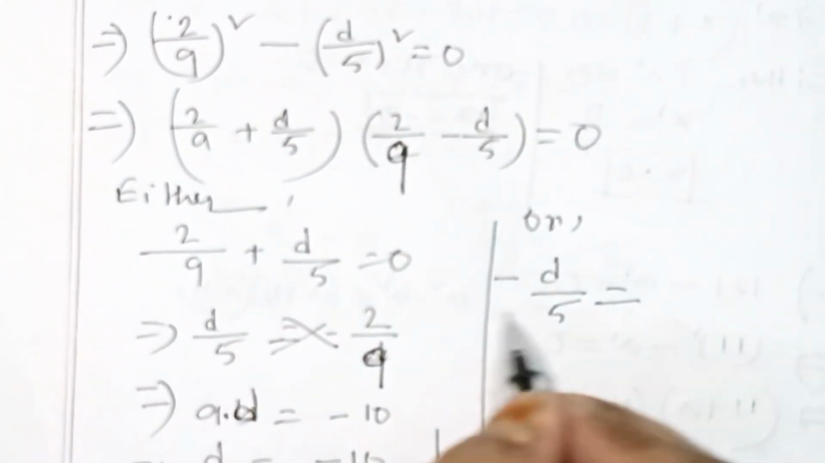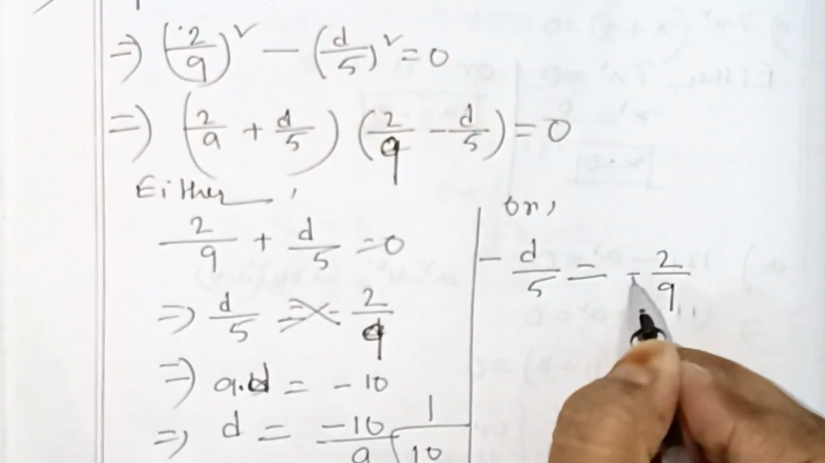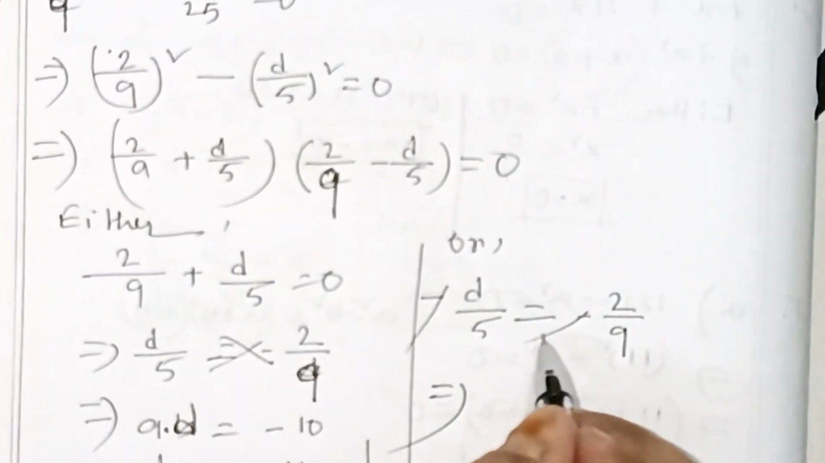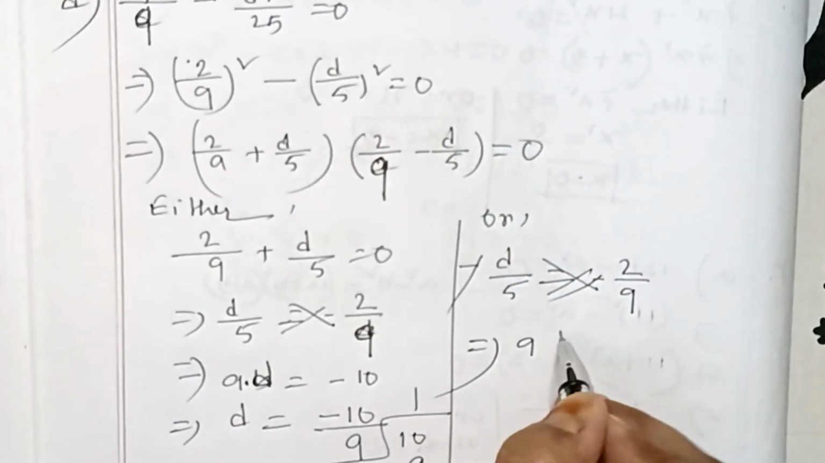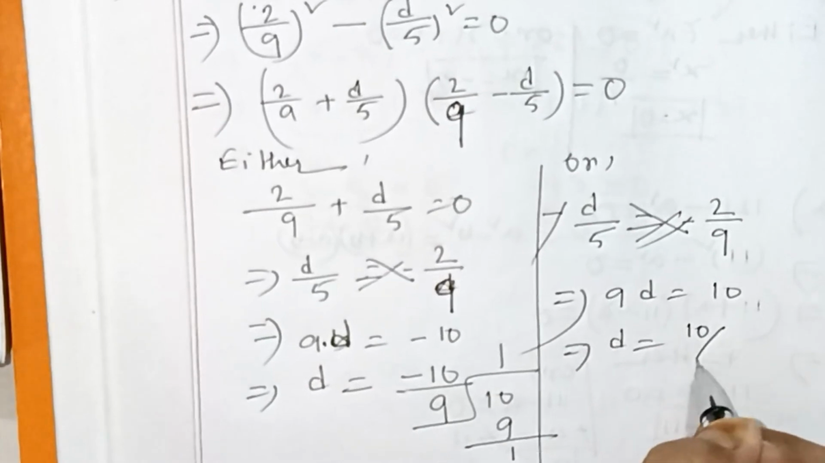This is 2 by 9. So the right hand side will be changed to minus 2 by 9. Both sides minus, minus cut. So now cross multiply 9d and 5 to the 10. So d is equal to 10 divided by 9.